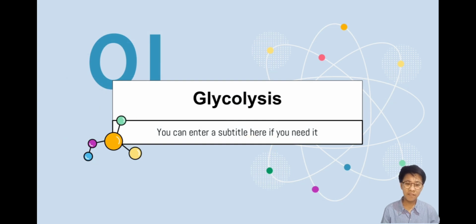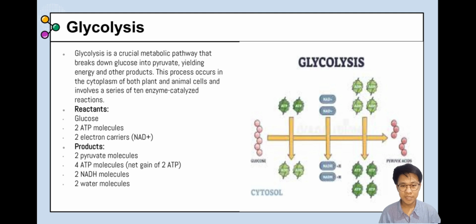Okay, now let's have an overview of glycolysis. So, as we know, glycolysis is a catabolic metabolic pathway that breaks down glucose into pyruvate, yielding energy and other products. This process occurs in the cytoplasm of both plant and animal cells and involves a series of 10 enzyme-catalyzed reactions.